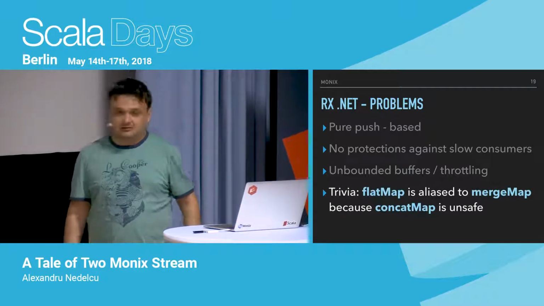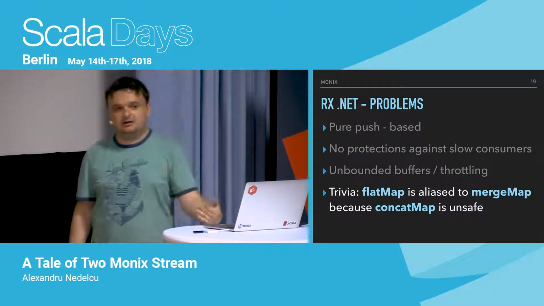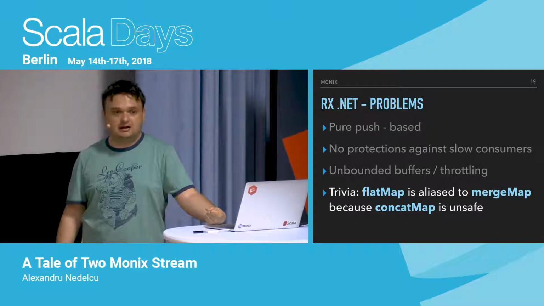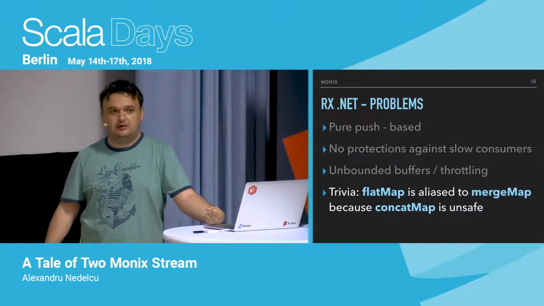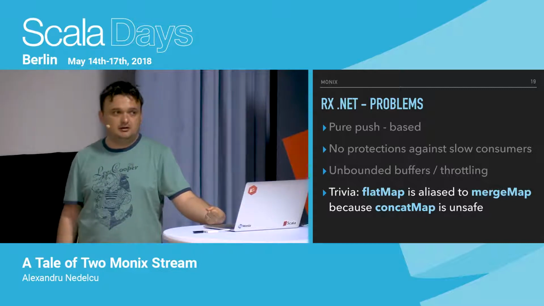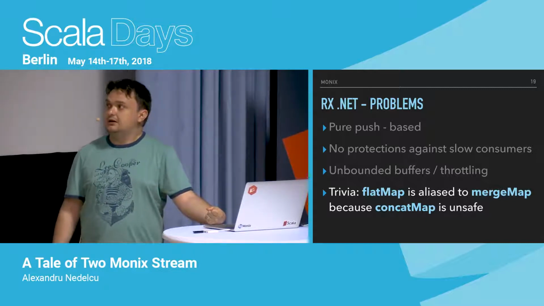So as a piece of trivia, flatMap in the original Rx.NET specification is an alias to mergeMap, because concatMap, which is like the monadic bind that we know from Scala standard collections, is unsafe because it uses unbounded buffering, so your process can blow up with an out-of-memory exception.